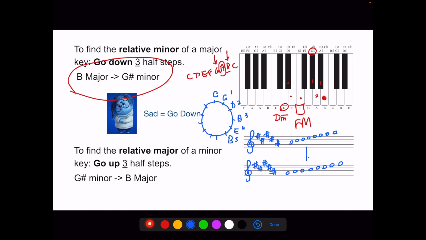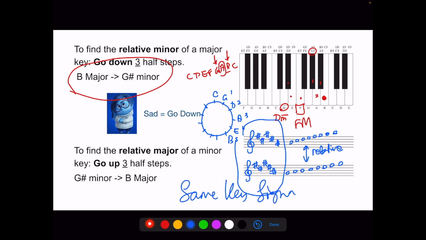So these two are relative. So just note that they have the same key signature, okay? Same key signature and same notes. All right, that's B major and G sharp minor.